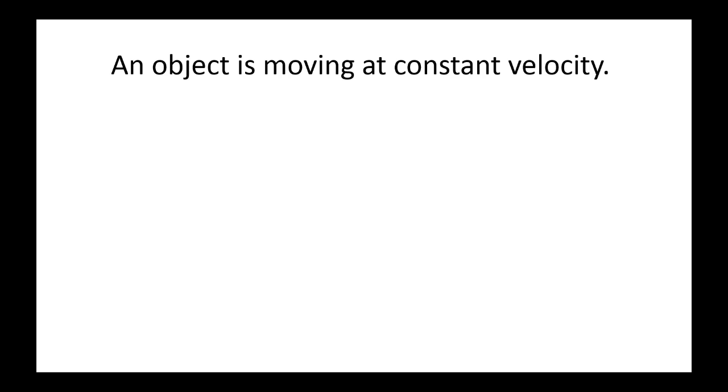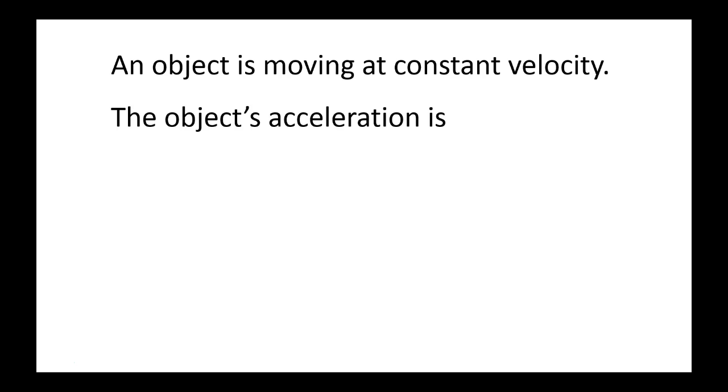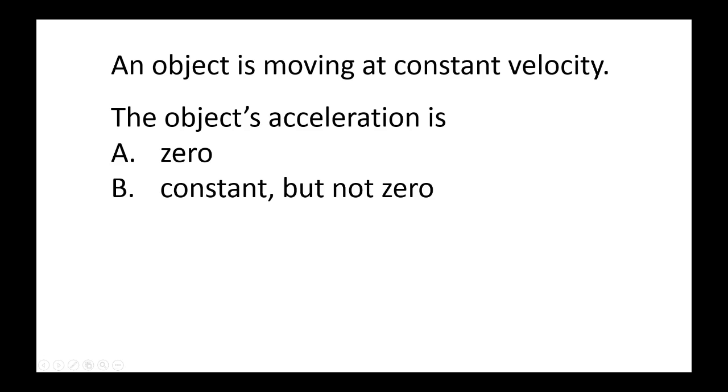Let's take a look at an example. An object is moving at constant velocity. The acceleration is 0, constant but not 0, or changing. Which of the 3 is the answer? To answer the question, take a moment, pause the video, and see if you can get this answer.